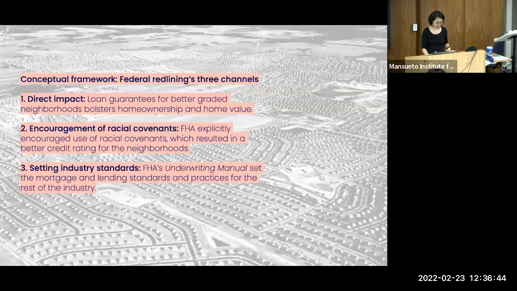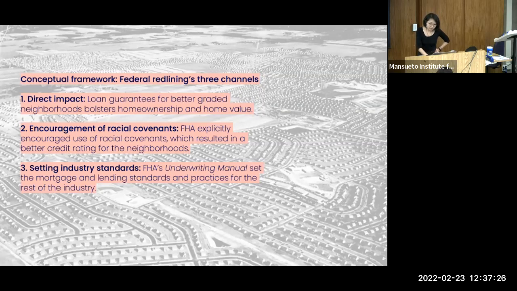Before I dive into the background properly, I'd like to lay out the conceptual framework of how I think federal redlining influences outcomes. It forms the foundation of this paper, but I don't necessarily tease it out in the analysis. I propose that there are three channels through which federal redlining by the Federal Housing Administration created or perpetuated racial and socioeconomic stratification in housing outcomes over time. The first directly relates to lending activities or the lack thereof. The latter two relate to the FHA's role in cementing or amplifying existing discriminatory practices.